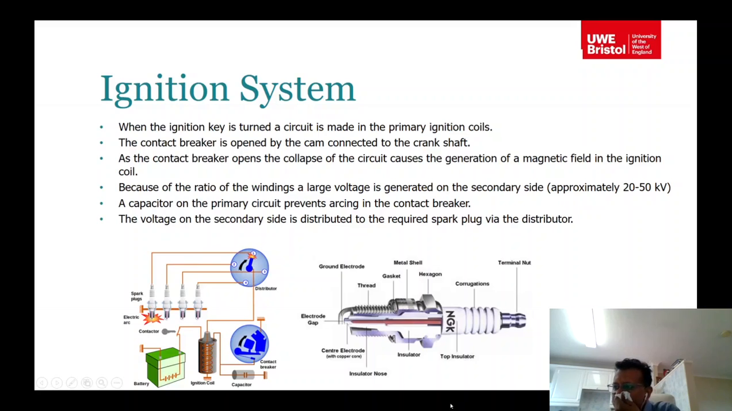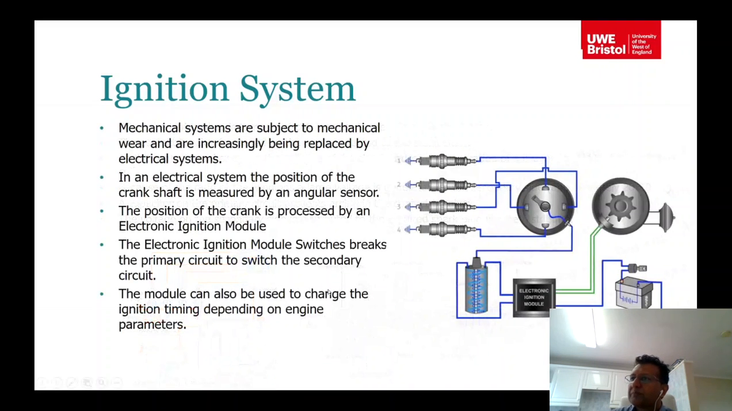So when a very high voltage is given to the spark plug, there are two contacts here and there's an air gap here. There's a spark generated between these two contacts when high voltage is supplied onto this system. Usually you have an electronic ignition control module as well in present day cars.